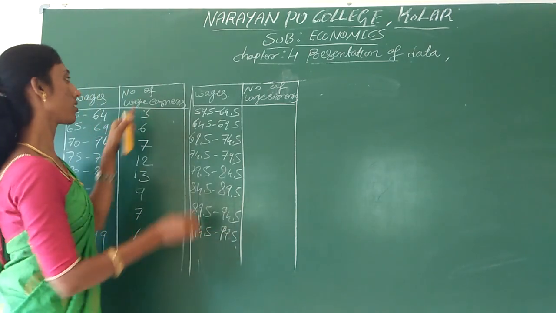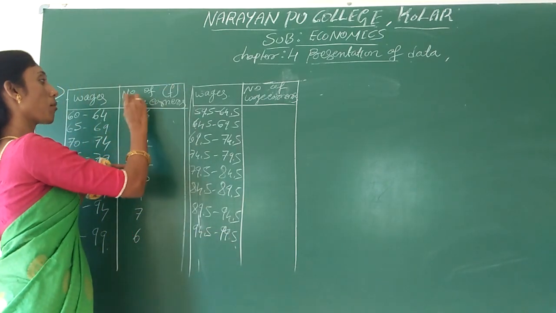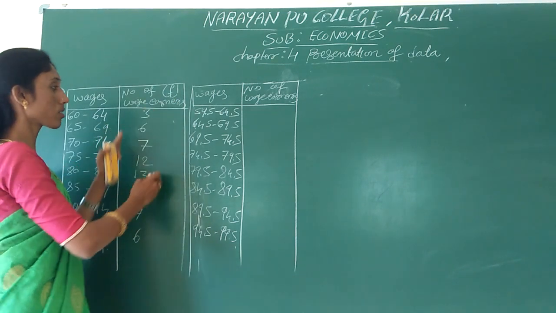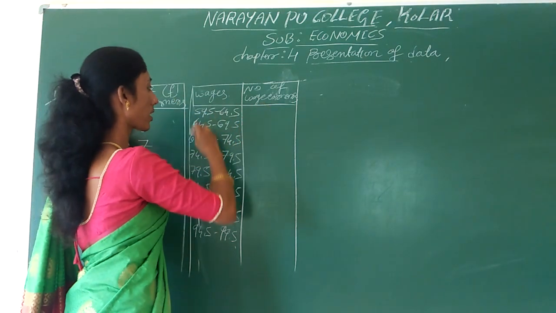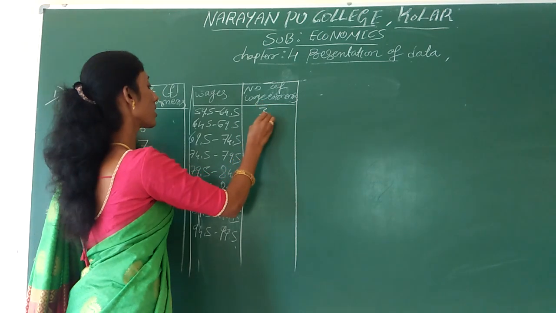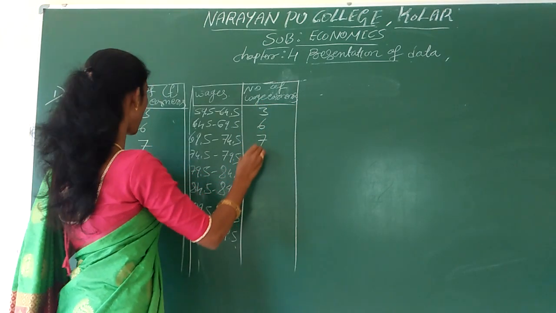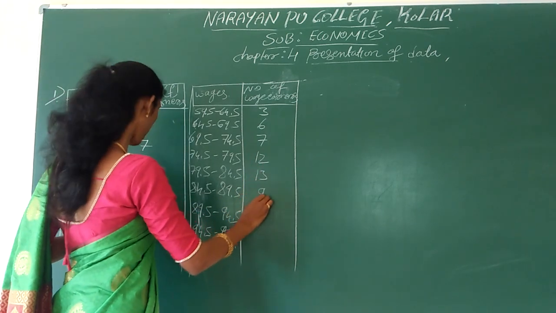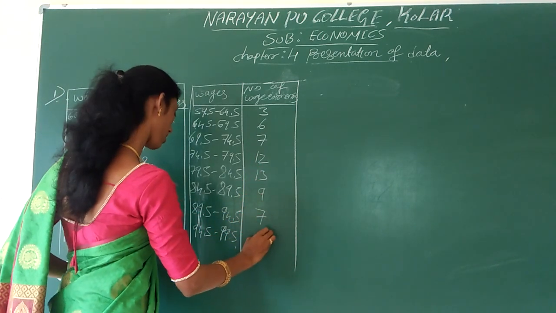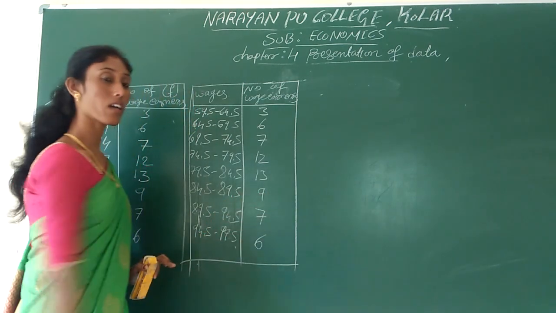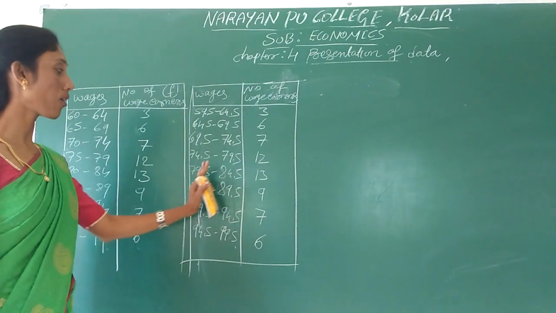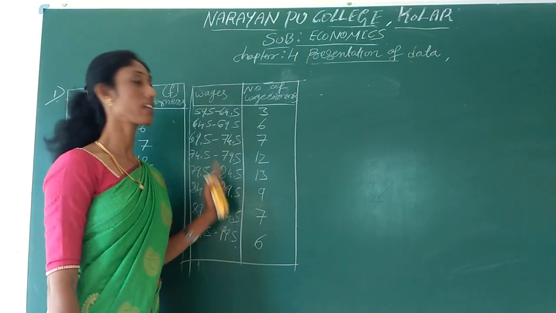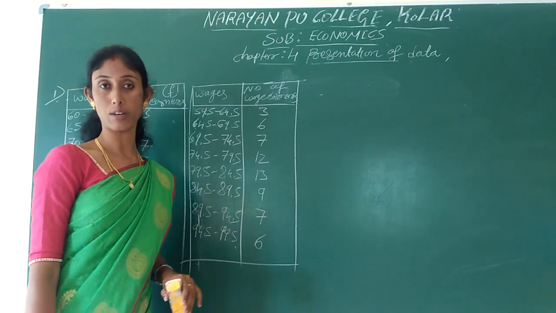99.5. And here the frequencies are the number of wage earners. It will be called the frequency. Write down this frequency for the same exclusive class limits: 3, 6, 7, 12, 13, 9, 7, 6. Okay, now we have converted. After converting into exclusive class intervals or class limits, it is easy to draw the histogram.